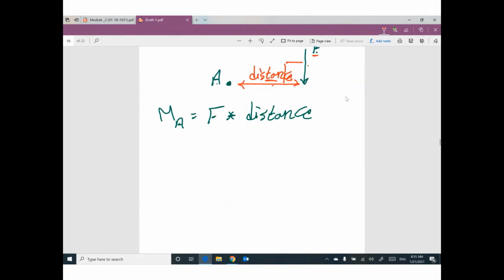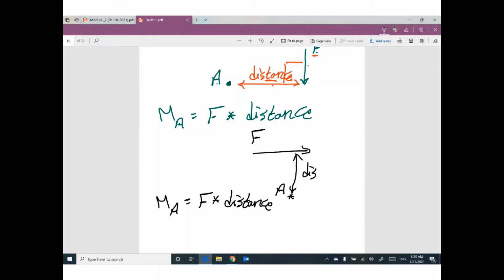One more time. If you have a force like this, and you have a point like this point A, so the moment around point A for this force will be F as a force times distance. Where is your distance? Your distance will be like this. Here is the distance. Can you watch? What is the relationship between the direction of the force and the direction of the distance? Both of them are perpendicular.